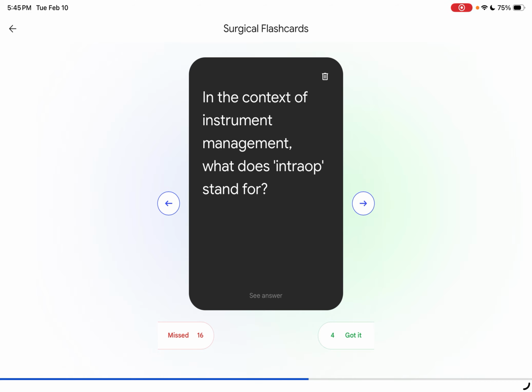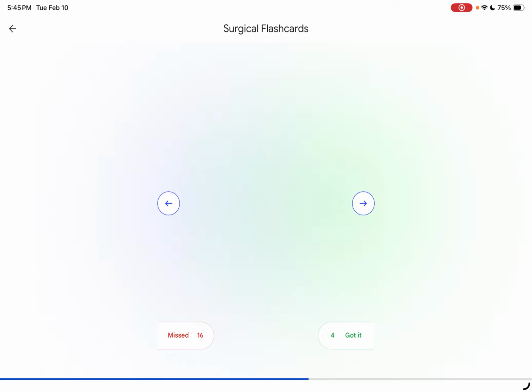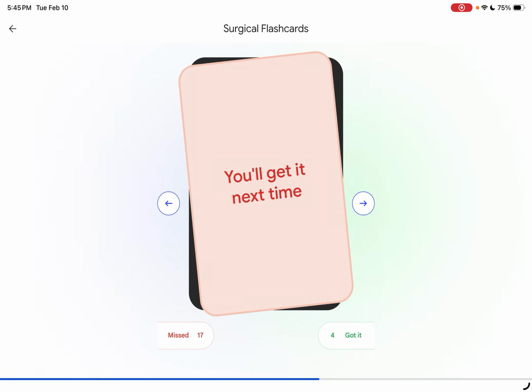In the context of instrument management, what does intra-op stand for? What does intra-op stand for? Hindi ko alam. What does intra-op stand for? Intra-op meaning during the surgery. Intra-op, during the surgery. Okay.